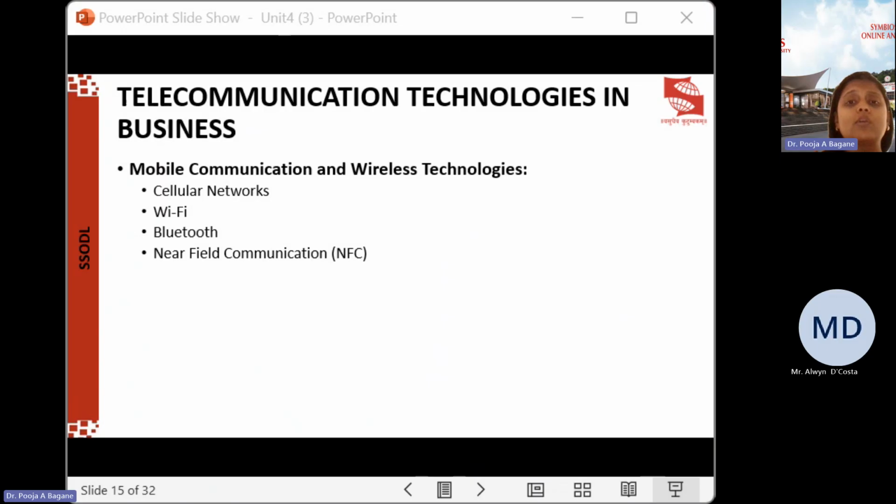Businesses use cellular networks for voice calls, text messaging, and mobile internet access. Wi-Fi networks allow devices to connect to the internet wirelessly within a specific area, such as offices, campuses, and public hotspots. Wi-Fi enables mobility and flexibility in accessing online resources and communication services. Bluetooth is a short-range wireless technology that lets you connect devices such as smartphones, tablets, laptops, peripheral devices, wireless headsets, speakers, keyboards, different things.